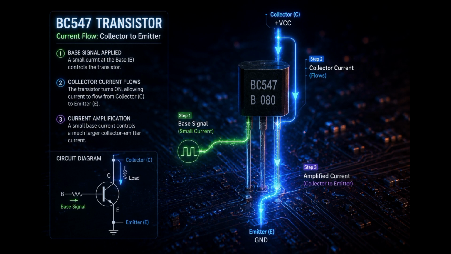The interesting part is this: a very tiny current entering the base can control a much larger current flowing from collector to emitter. And that is the secret behind how transistors work.